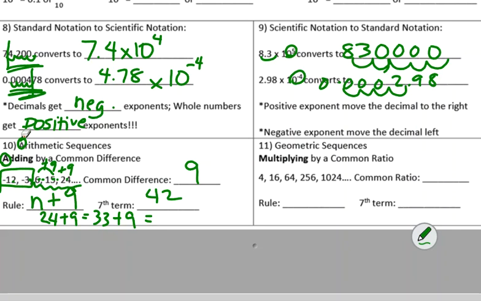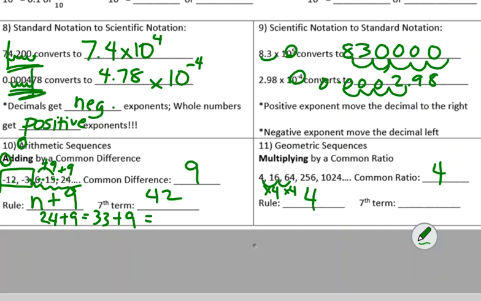Okay, geometric sequences, we are multiplying, never dividing, multiplying by a common ratio. So 4, 16, 64, 256, 1024, what are we multiplying by each time? What am I going to multiply 4 by to get 16? Well, 4 times 2 is 8, 4 times 3 is 12, 4 times 4 is 16. Always double check that it still works for the next number in your sequence. 16 times 4 is 64. So our common ratio is 4.